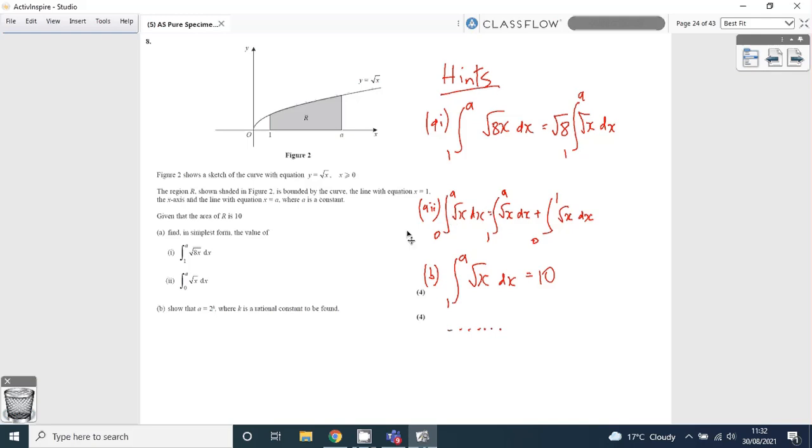Now for part B, you just need to go and set the integral from 1 to a of root x to being 10. We know that the area between 1 and a is 10, so just similar to part 2, the integral of root x, which is x to the half, add 1 to the power, divide by the new power, and then substitute in a, substitute in 1. When you take one away from the other, you've got it equal 10.